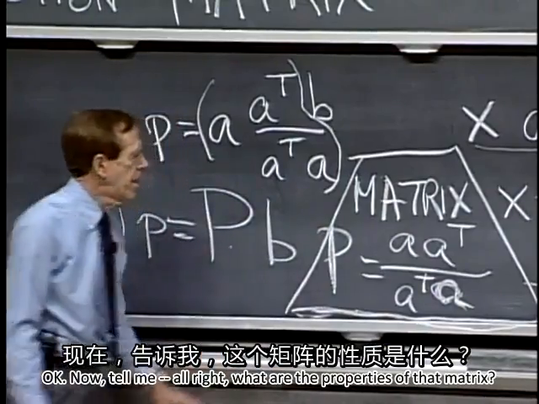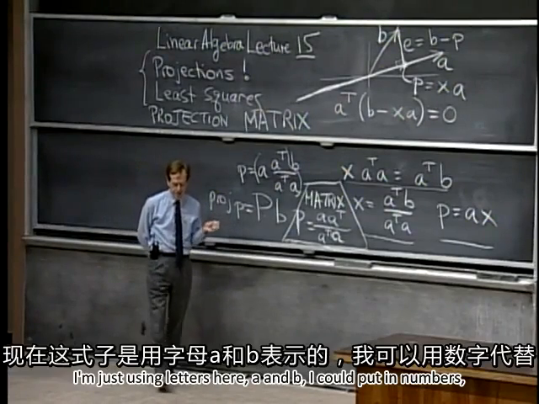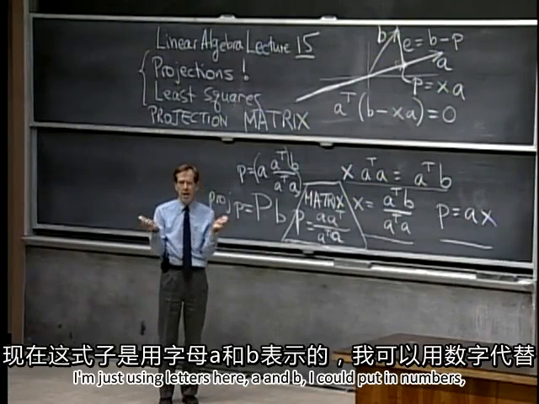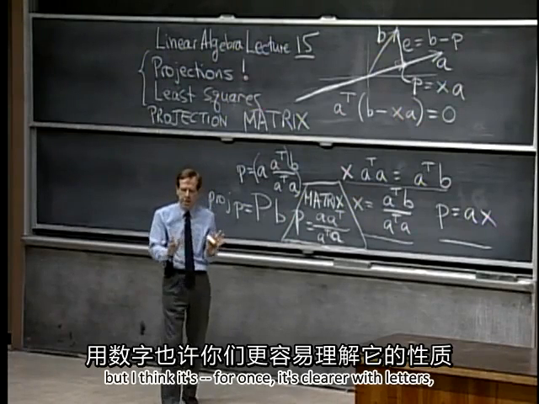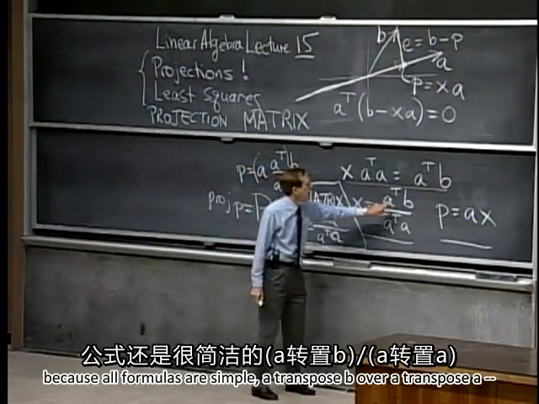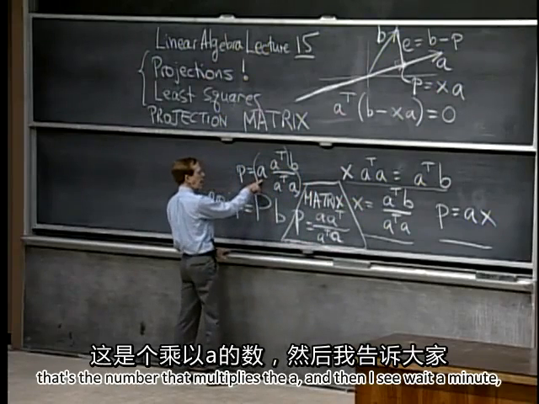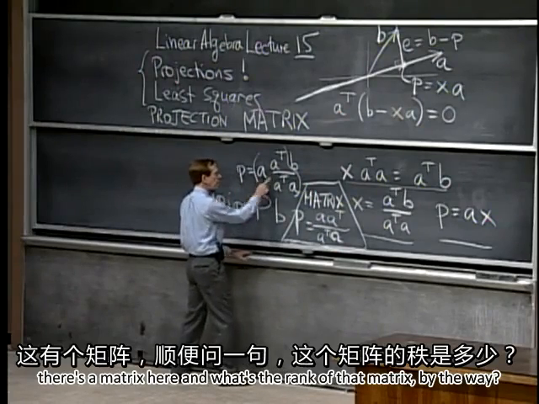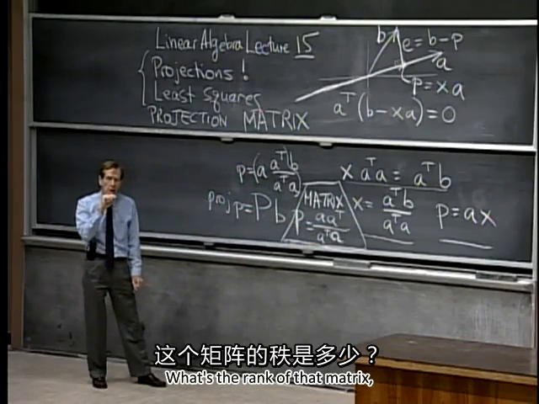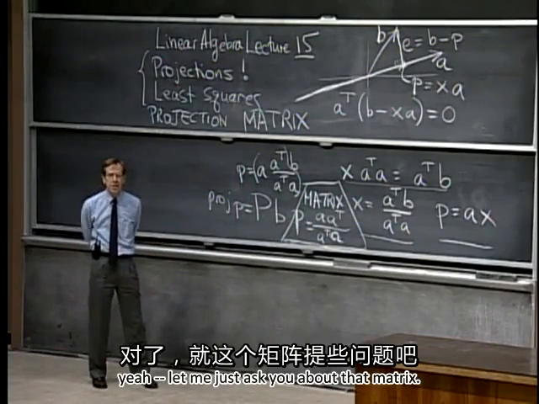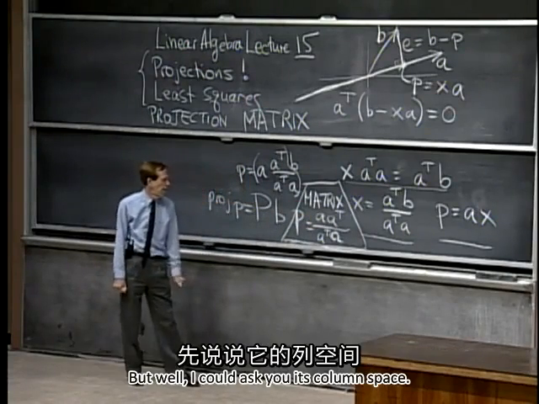Okay. Now, tell me, all right, what are the properties of that matrix? I'm just using letters here, A and B. I could put in numbers. But I think it's, for once, clearer with letters because all formulas are simple. A transpose B over A transpose A. That's the number that multiplies the A. And then I see, wait a minute, there's a matrix here. And what's the rank of that matrix, by the way? Yeah, let me just ask you about that matrix, which looks a little strange. A transpose over this number.